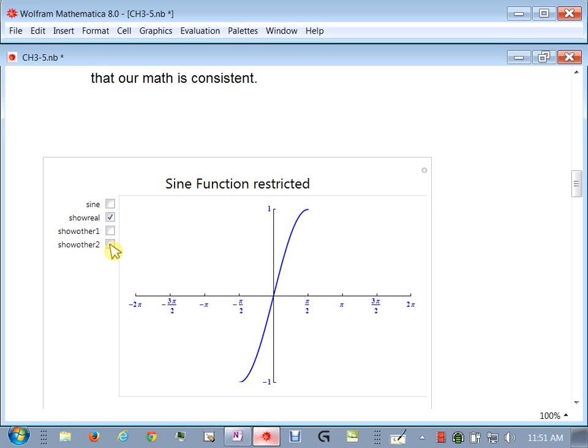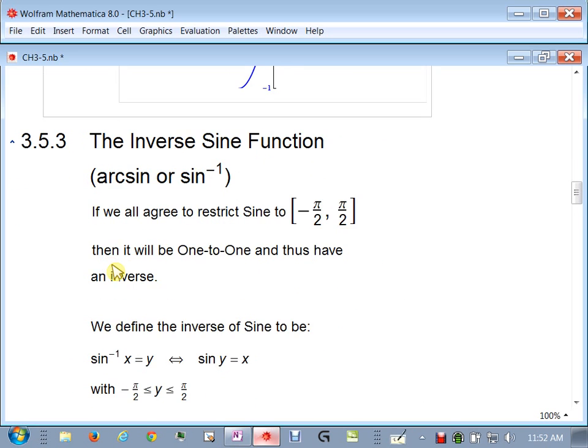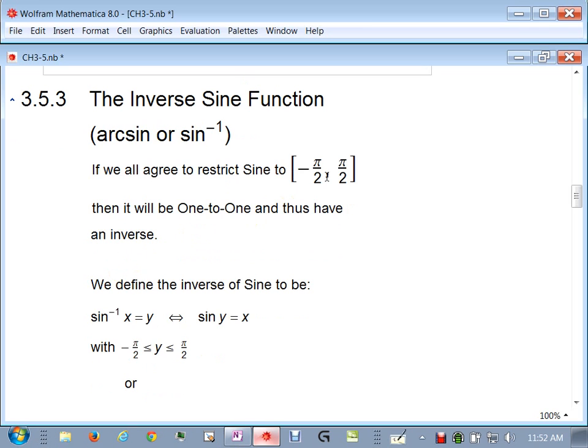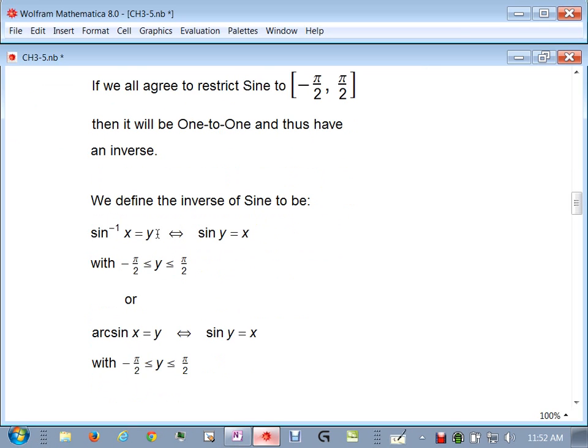So what we wind up doing is we say, look, if we cut off the sine function between negative pi over 2 and pi over 2, look just there, then we'll have an inverse. So we agree to restrict it here. And then here's the definition of the inverse sine. So this little negative 1 up here means inverse. If you say the inverse of sine of x equals y, that means that sine of y equals x. So inverses undo the other function, right?